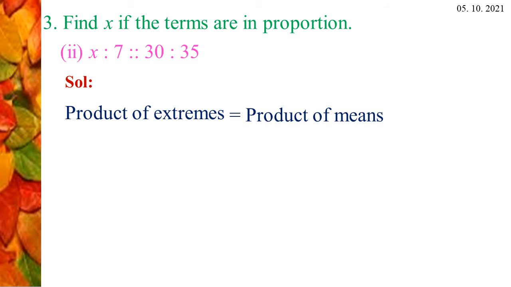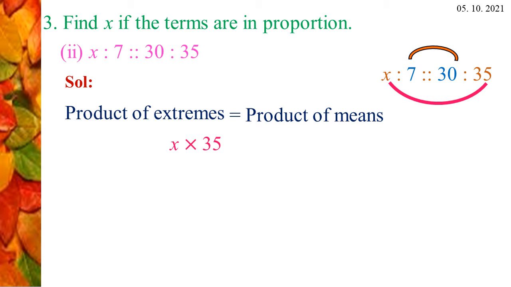Proportion formula: product of extremes equals product of means. Now write the terms: x is to 7 as 30 is to 35. As you know very well, the first and fourth terms are called the extremes, that means x and 35. Substitute the values: x into 35. The second and third terms are called the means, that means 7 and 30. Substitute the values: 7 into 30. We get x into 35 equals 7 into 30.